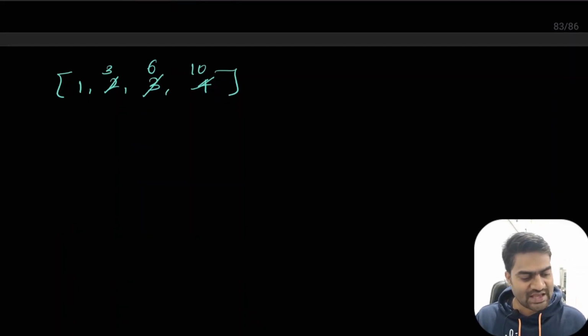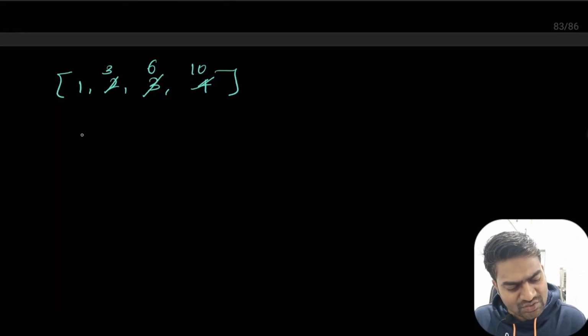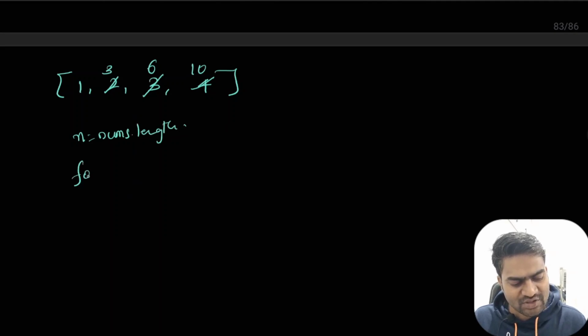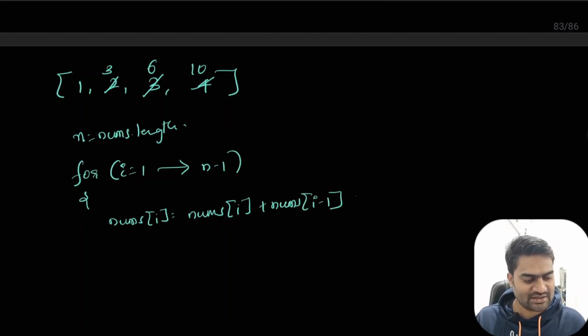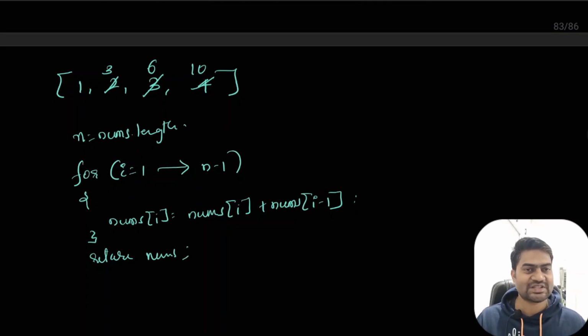So now with that, let us see how we can do. So n will be nums dot length. Okay. Now I will start from i equal to 1. I will iterate until n minus 1. Now I will simply say nums of i equal to nums of i plus nums of i minus 1. This is simple. I will simply return my nums array. This is pretty much straightforward.